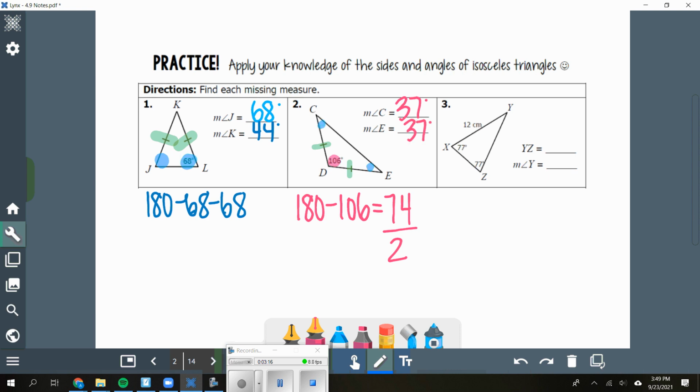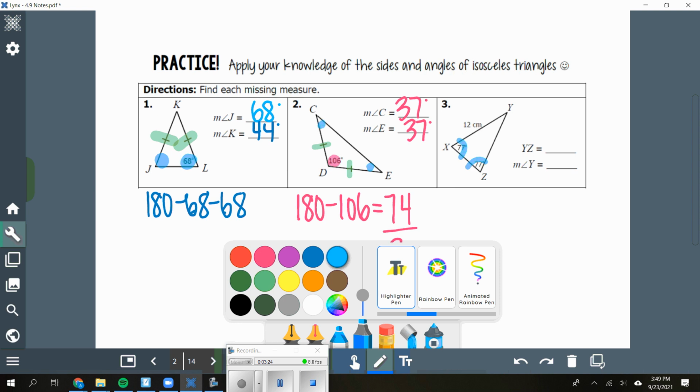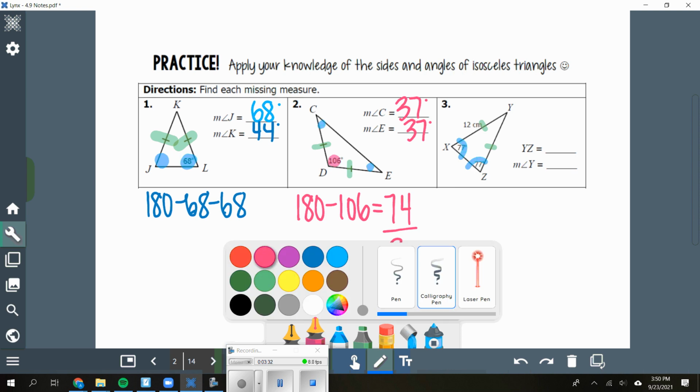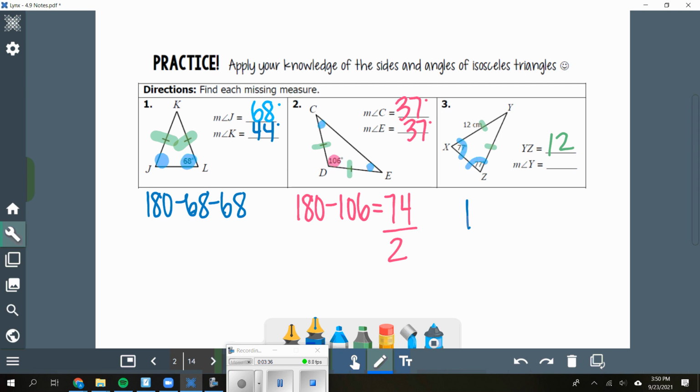And then on number 3, we have two congruent angles, 77 and 77, which means our sides across from them are also congruent. So if XY is 12, YZ has to be 12 as well. And then to find angle Y, I can do 180 minus my 77 minus my 77, to get 26.